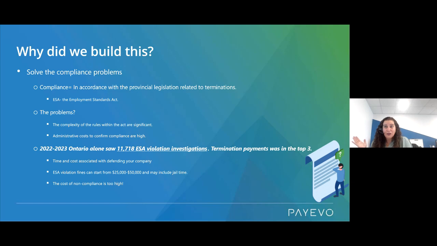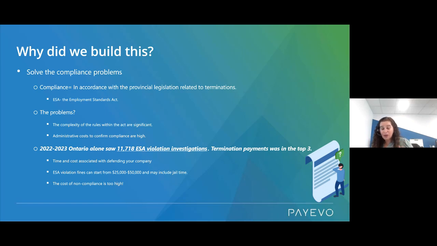So, what are the problems? Well, first of all, the complexity of the rules within the act is significant. Anybody who's ever tried to read some of these rules can testify that they are confusing, they loop around each other. Sometimes it'll say one thing in one case and another thing in another case, and you're not sure which case applies to you. It can be really complex. And this makes it very challenging for a small to medium sized business owner to say, yes, I know exactly what I'm supposed to do. So that's problem number one.